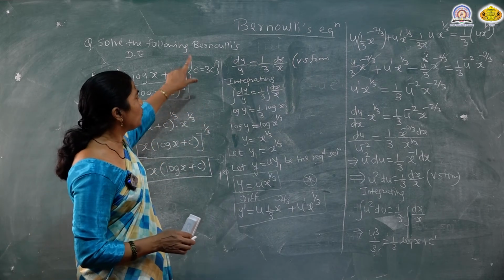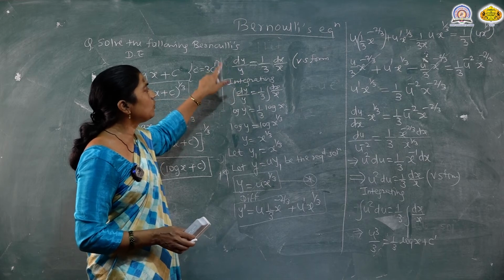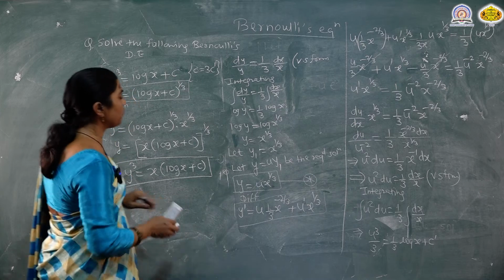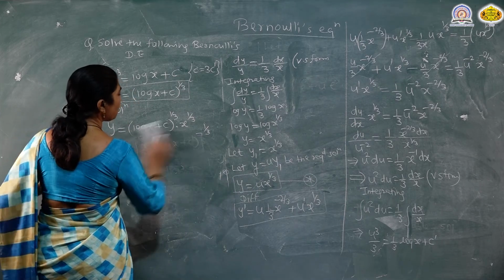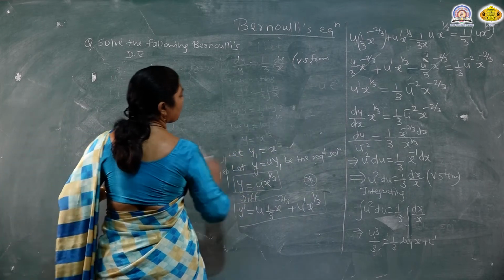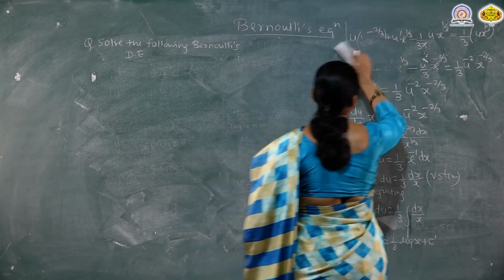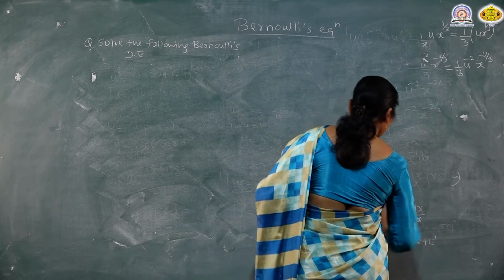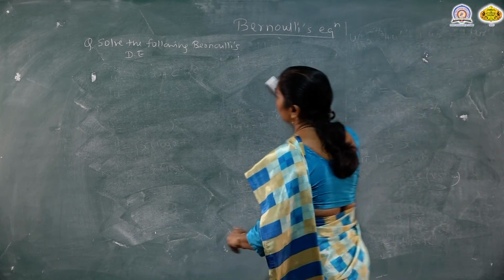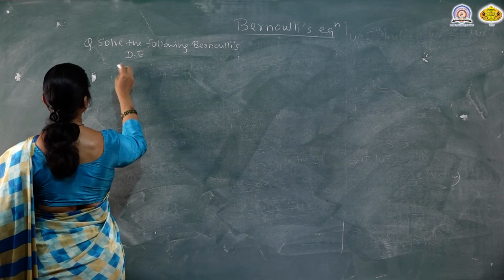So though originally the equation is not in the form, we are able to rewrite the equation in Bernoulli's form and able to solve it by method of variation of parameters. We transform it to variable separable form, and integrating we get our required solution. We will take one more example to get the idea. Solve the differential, Bernoulli's differential equation.